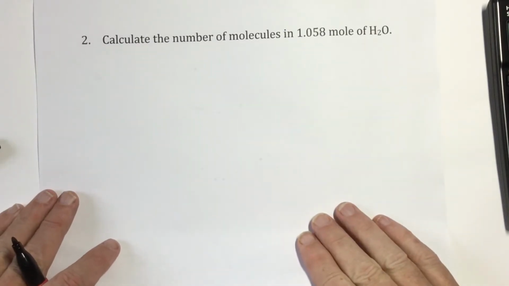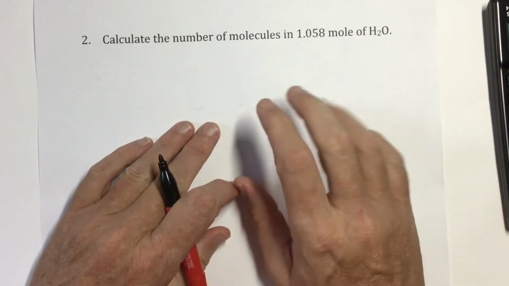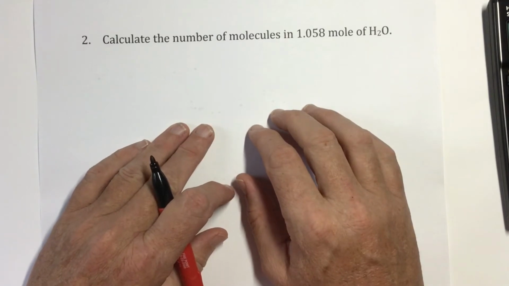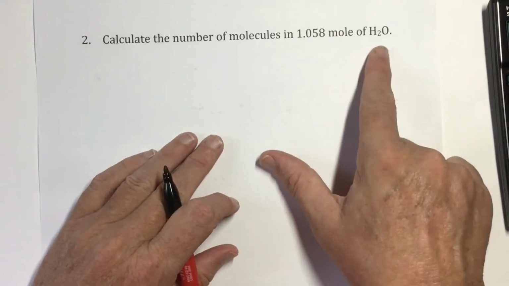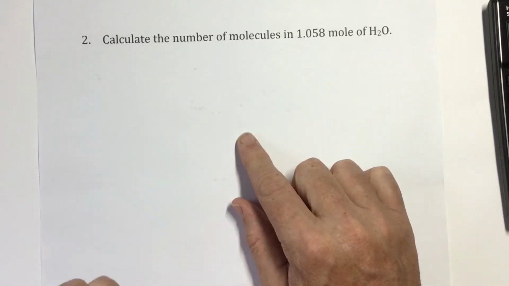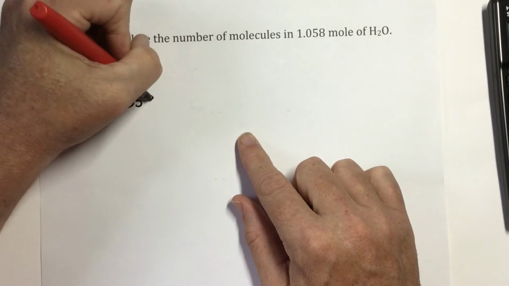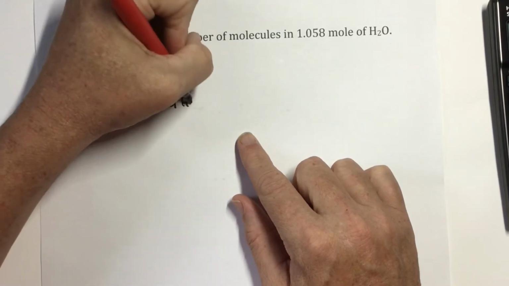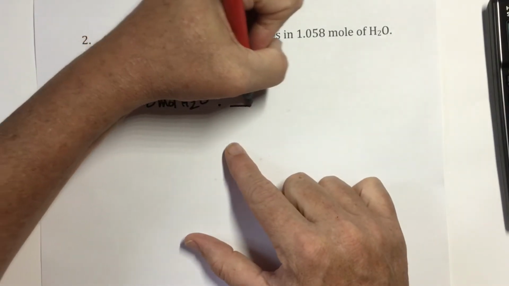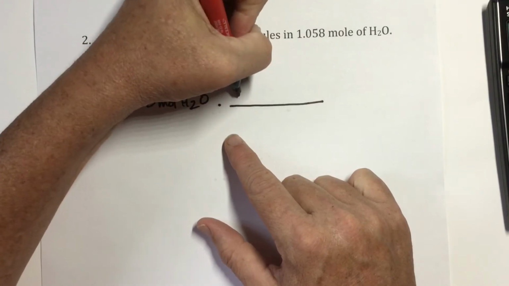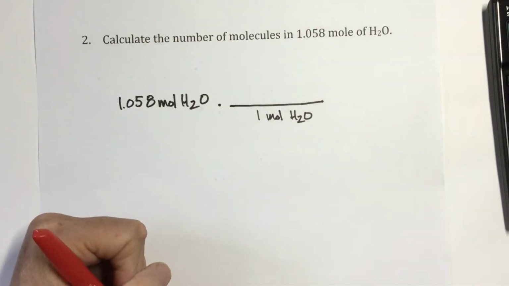Number 2. Calculate the number of molecules in 1.058 moles of H2O. You don't say. All right. Well, last time, of course, we calculated atoms in iron because iron's an element, contains atoms. Water, though, is a compound. It contains molecules. But the method will be the same. So let us begin with our 1.058 moles of H2O. I want to convert that to molecules. So I will write 1 mole of H2O down below there.